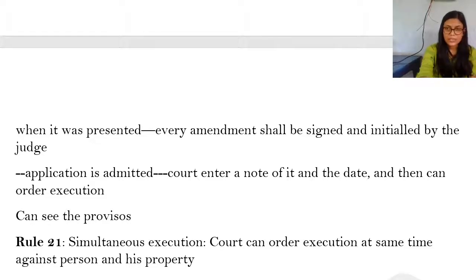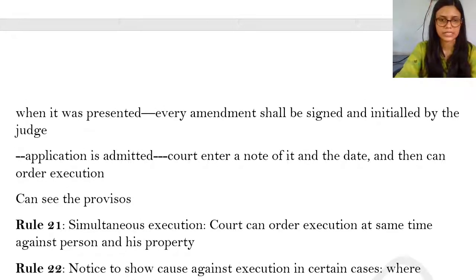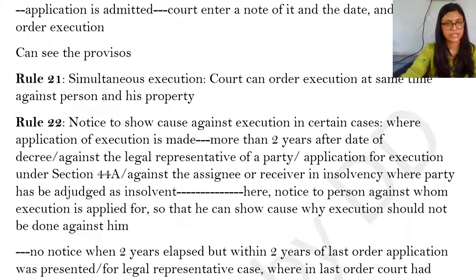Rule number 21 is talking about simultaneous execution, that a court can order execution at the same time against a person and also his property. Generally, sometimes the court proceeds against the property and will not arrest the person or put his personal liability, but sometimes they can order that both things be done simultaneously.